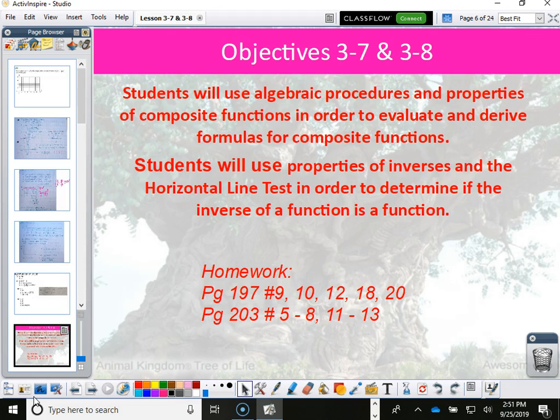So today we're going to look at composition and we're going to look at inverses. Notice we have two objectives. The first one is students will use algebraic procedures and properties of composite functions in order to evaluate and derive formulas for composite functions. The second objective is that students will use the properties of inverses and the horizontal line test in order to determine if the inverse of a function is in fact a function.